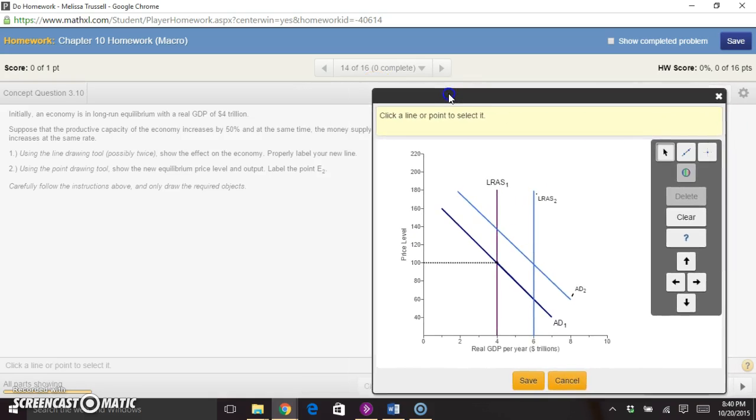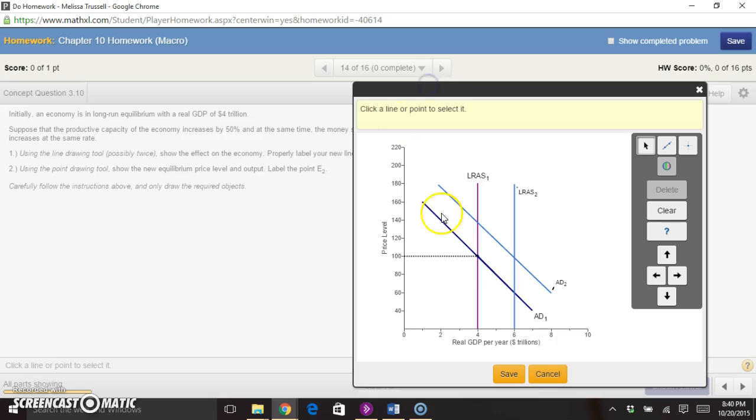Okay, so now we have shown our effect on the economy. We've shown that the long-run aggregate supply shifts out and also that the aggregate demand shifts out. So we've done number 1. Number 2 tells us to use the point drawing tool to show the new equilibrium price level and output. So again, the equilibrium here is just like it always has been. It's wherever the supply and demand curves cross. So our new demand curve crosses our new supply curve right here.